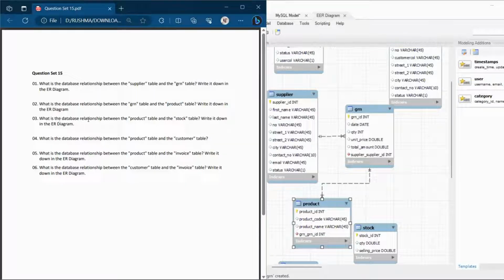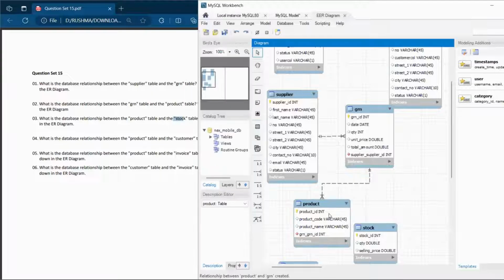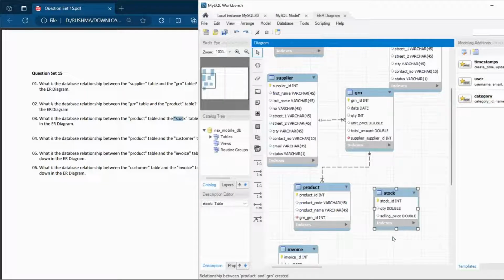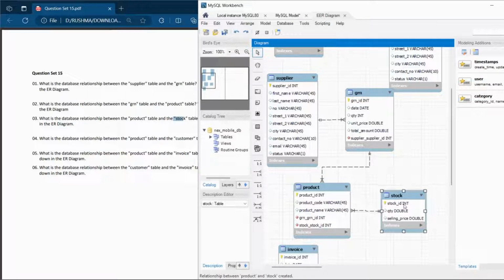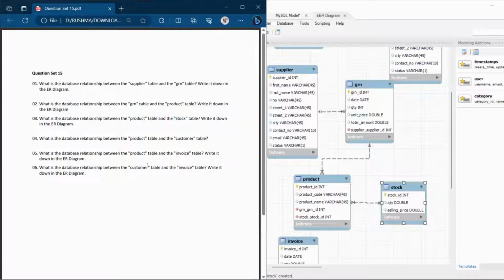And then it says what is the database relationship between the product table and the stock table. This is the product table and this is the stock table. In one stock there can be many products, but one product will belong to only one stock. So therefore it's again another one-to-many relationship where the product table becomes the many part and the stock table becomes the one part.